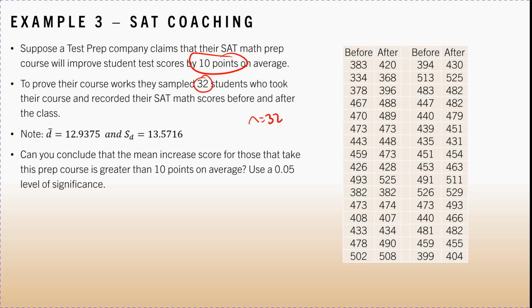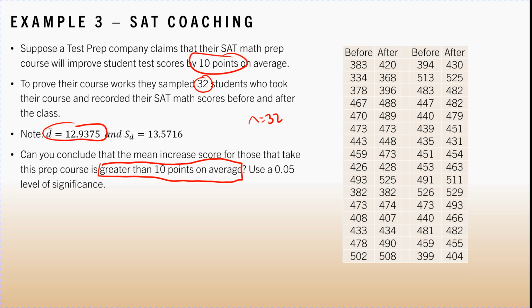So the question here is, can you conclude that the mean increased score for those that take the prep course is greater than 10 points on average? What they're saying is, look, take this and you're going to score more than 10 points. You can see here the results for the students, their before and after scores. You can see that on average, this is greater than 10. But is this really enough evidence to say that on average they're getting more than 10 points?